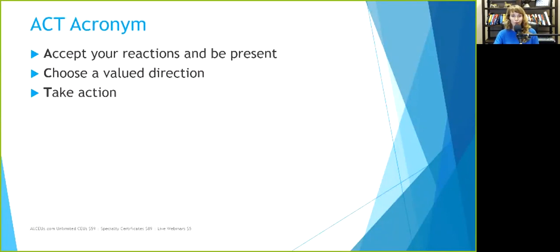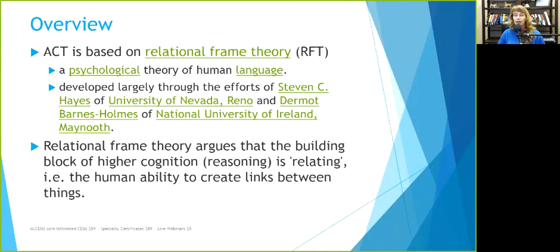ACT is based on relational frame theory, which is a psychological theory of human language, which was developed largely through efforts of Steven C. Hayes of the University of Nevada, Reno, and Dermot Barnes-Holmes at the National University of Ireland, Maynooth. Relational frame theory argues that the building block of higher cognition or reasoning is relating, that is, our ability to create links between things.